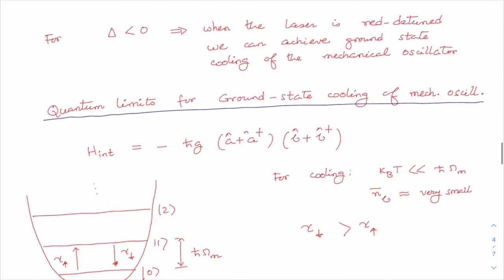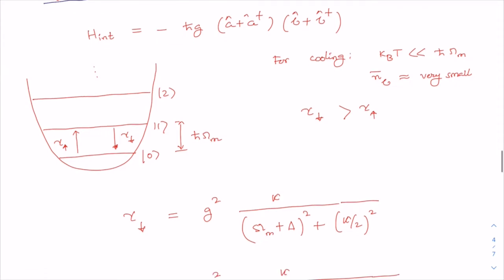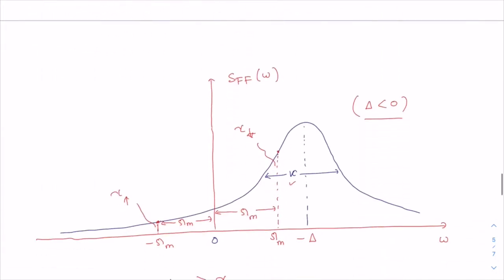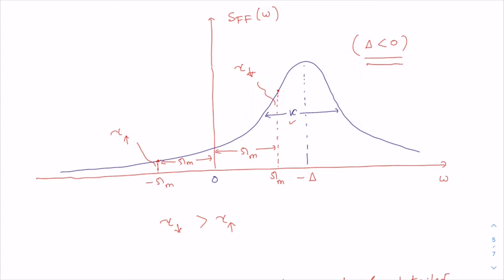Then we went on to study the quantum limits for ground state cooling of the mechanical oscillator, and we confined our discussion to the one phonon state and the zero phonon state. We worked out the damping for the downward transition, when the mechanical oscillator goes from the one phonon state to the ground state, the zero phonon state. We calculated this damping using the Fermi golden rule. Similarly, when the mechanical oscillator goes from the zero phonon state to the one phonon state, this rate is denoted by gamma up. We calculated it in a similar way using the Fermi golden rule, and all this is plotted for delta less than zero, that is, we are in the cooling regime, when the laser is red tuned. It is evident from this plot that the rate of downward transition is much higher than the rate of upward transition.